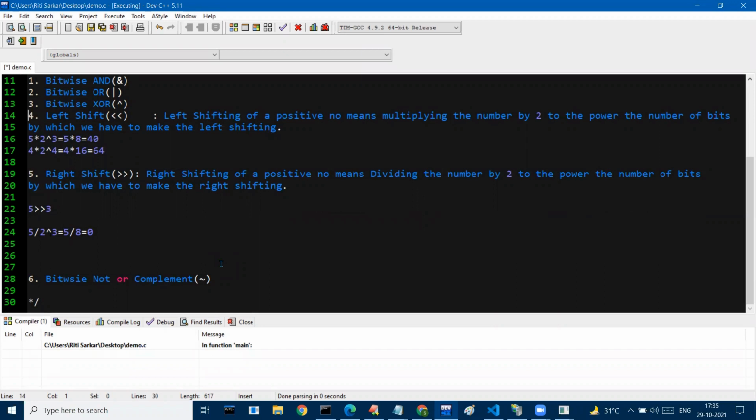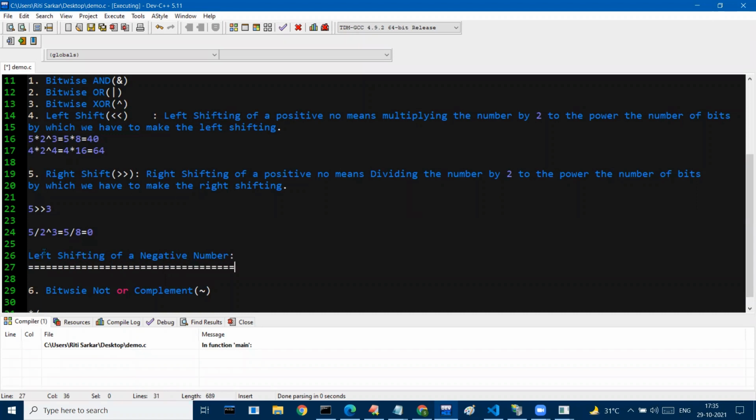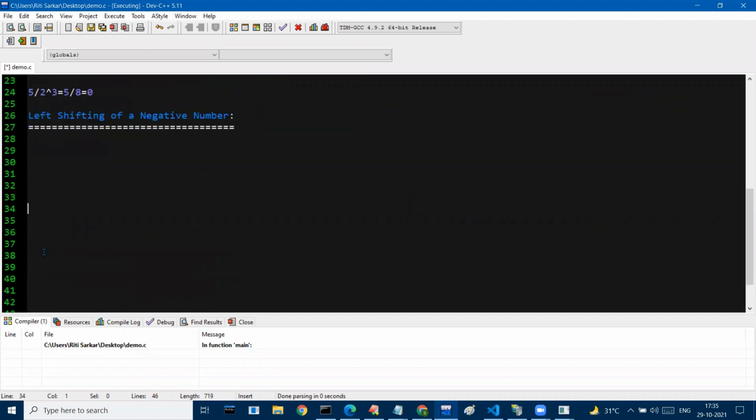Next, left shifting of a negative number and right shifting of a negative number. How to do that? Observe carefully. Before telling you left shifting of a negative number and right shifting of a negative number, the complement operator will automatically come into the picture. Left shifting of a negative number. How do things actually happen here?